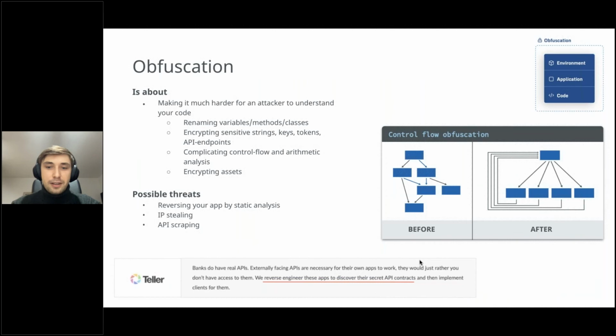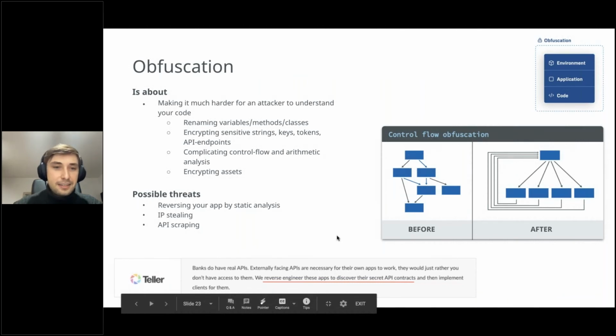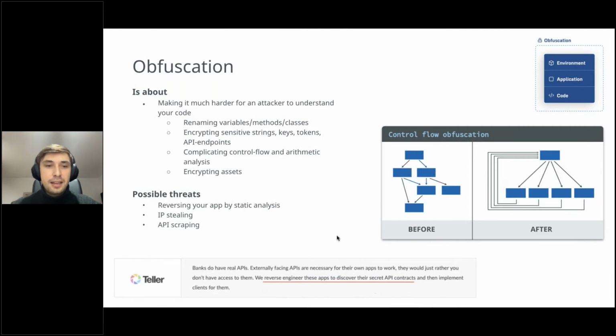So let's talk about protecting against that kind of attacks. The protection against it is called obfuscation. And it's not only about hiding away variable names and method names or classes. It's in general about making it harder for an attacker to understand your code. But it's also about encrypting sensitive strings, keys, or tokens inside your app. Also about making the control flow harder to understand for an attacker.